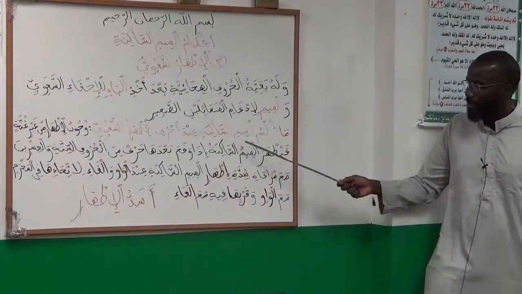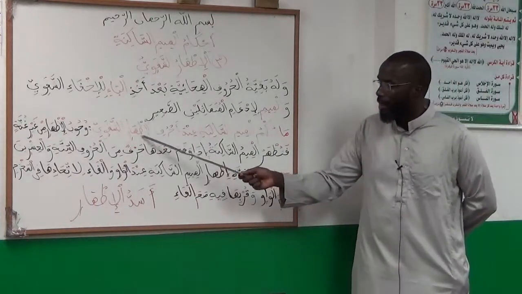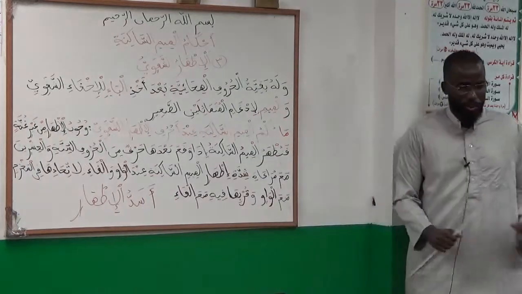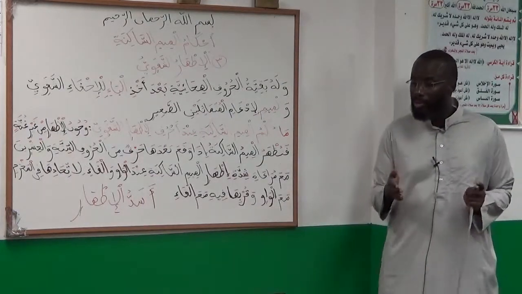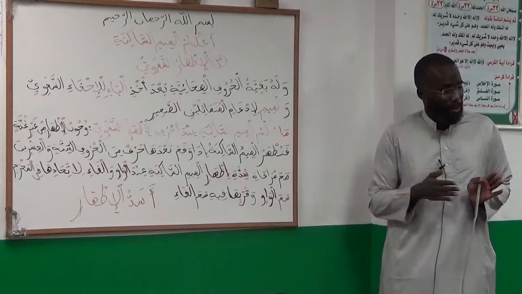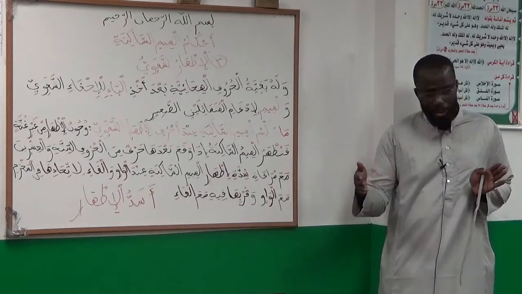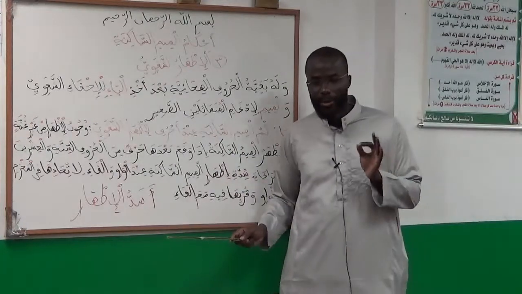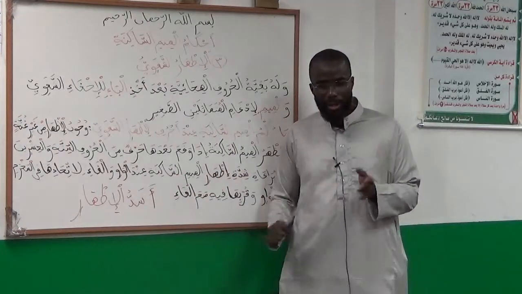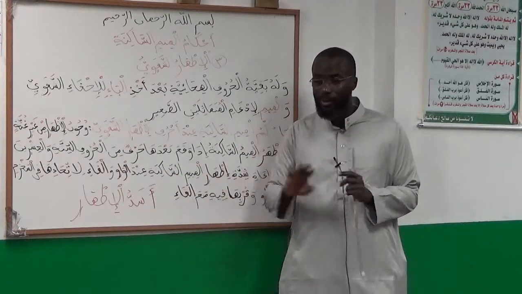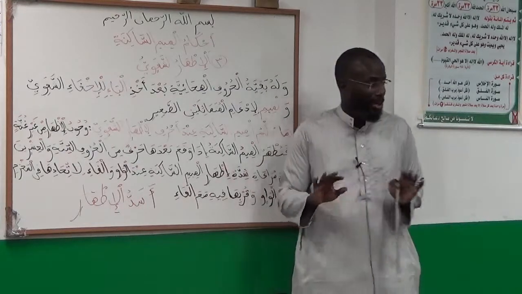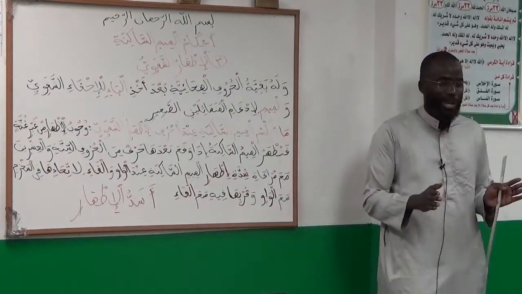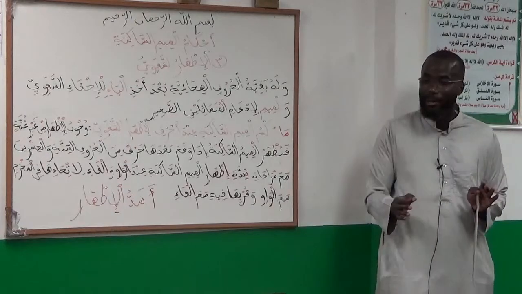So what is the rule of the mim sakinah with the letters of al-izhar al-shafawi? What is the rule when you have a mim that has a sukun and it's followed by one of the 26 letters? The rule is wujub al-izhar min ghayri ghunna. It is an obligation to read that mim clearly with no ghunna. There is no sound, there is no stopping. We read it naturally, and we don't have a choice.